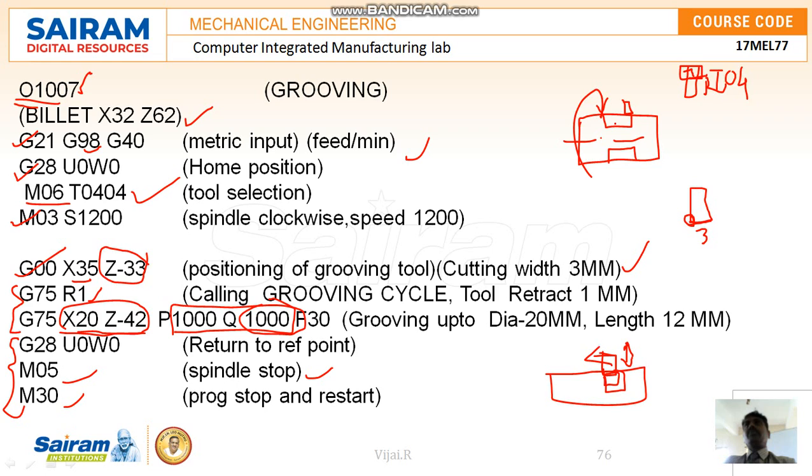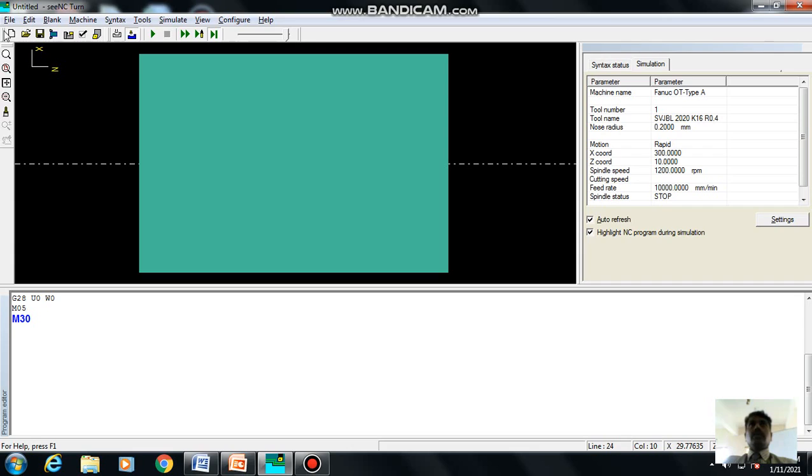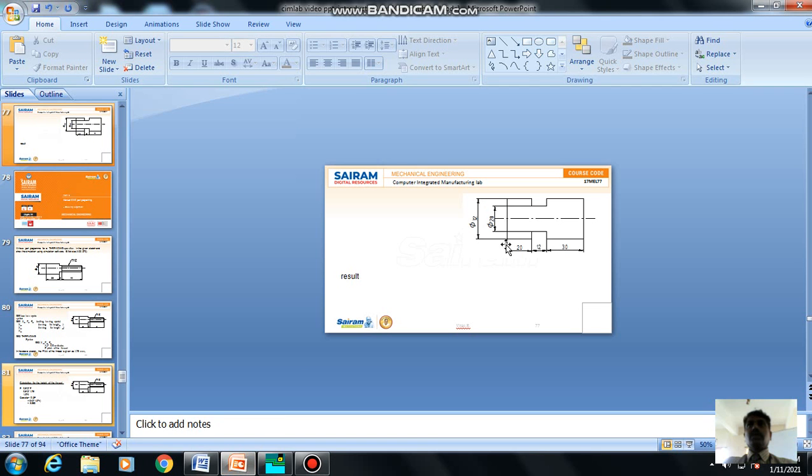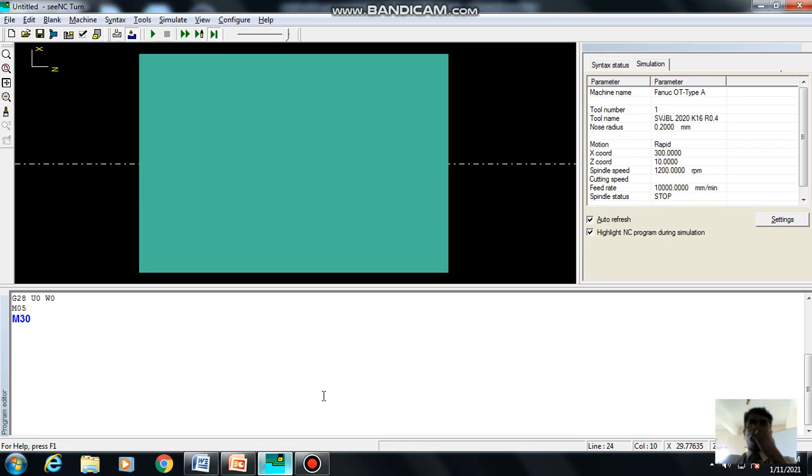So after the program, we are going to make the simulation by using the simulation software. Let me see how to do the simulation over here. How to use the simulation here. So after the grooving process, once the program is written here, then we have to make this grooving process. So grooving, let me go for the operation again.